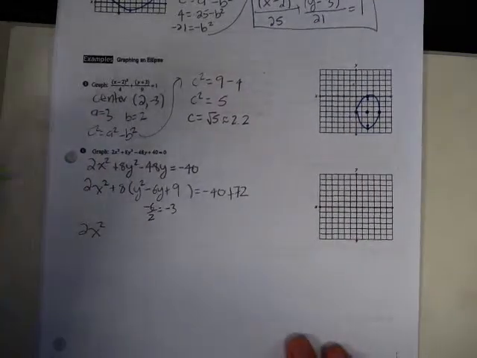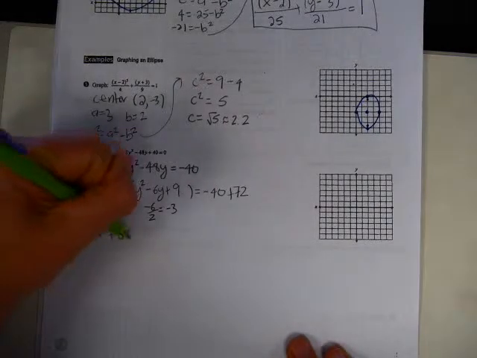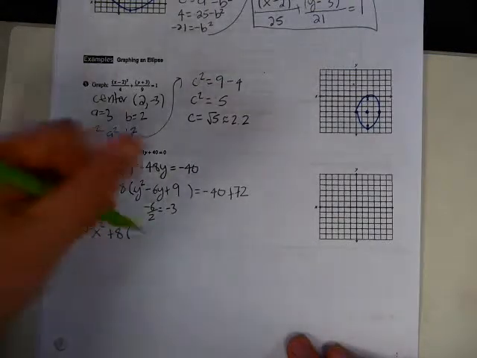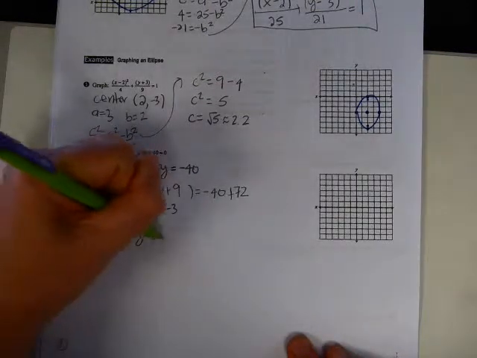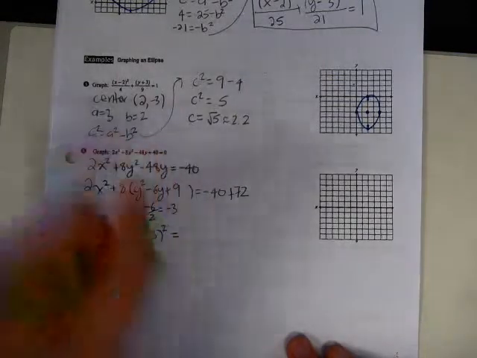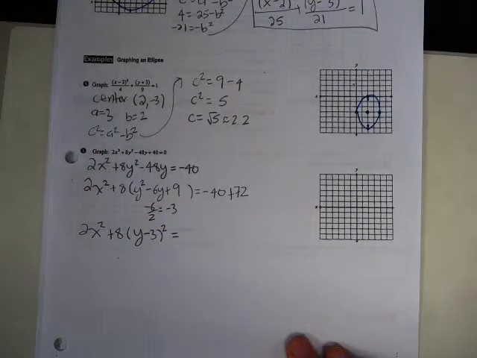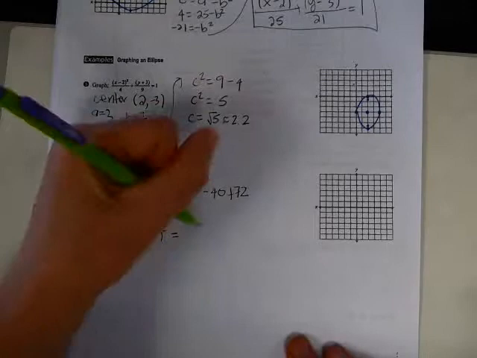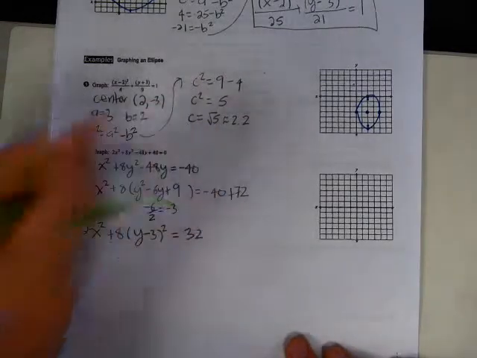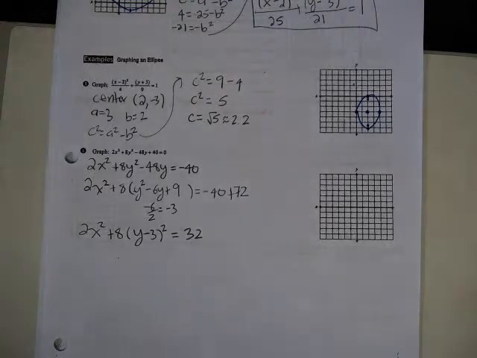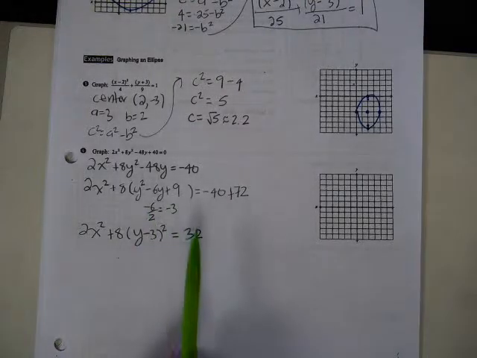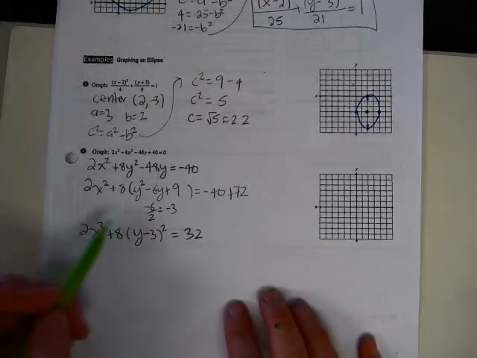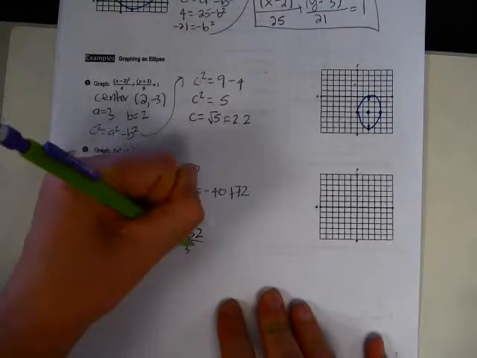So I have 2x squared plus 8 times y minus 3 squared, and then we have negative 40 plus 72, which is 32. Now, for ellipses, my equation of an ellipse has to be equal to 1. So in order to get this equal to 1, I'm going to divide everything by 32.